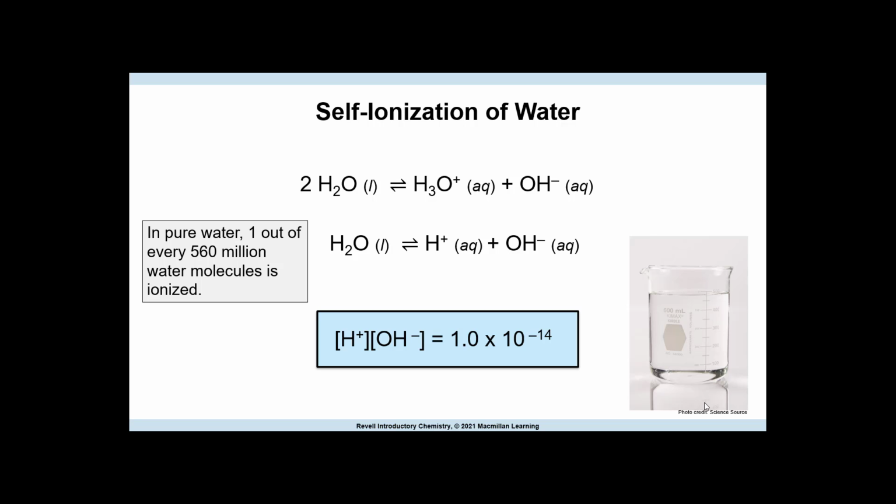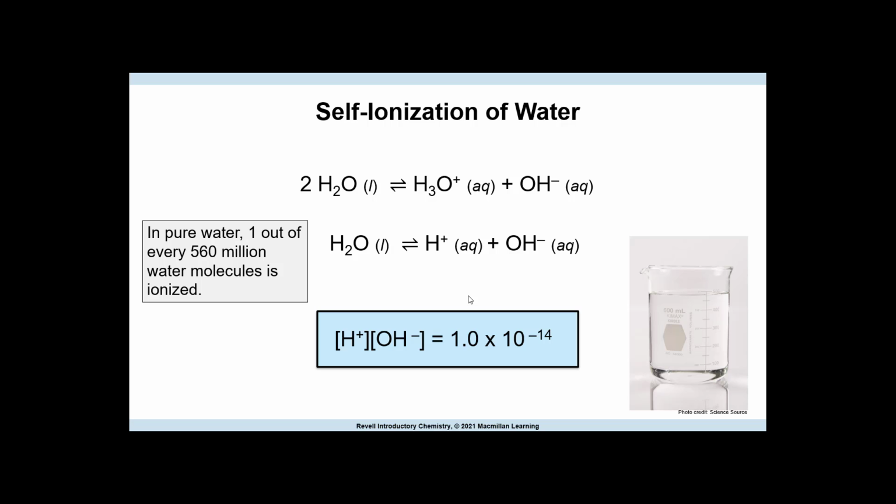For simplicity, we sometimes show this as a single water molecule breaking into two ions, which is what you see here on the bottom reaction. In pure water, one in every 560 million water molecules is ionized. The concentrations of hydronium ions and hydroxide ions in pure water are both equal to 1.0 times 10 to the negative 7. And we'll cover this more as we go on.